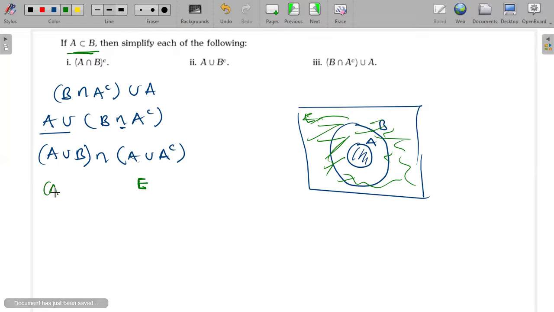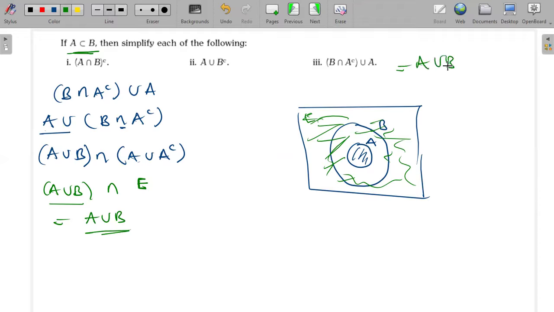And then you have A union B intersect the universal set. So whenever you intersect any set with the universal set, you get that set. So this part here just simplifies to A union B.